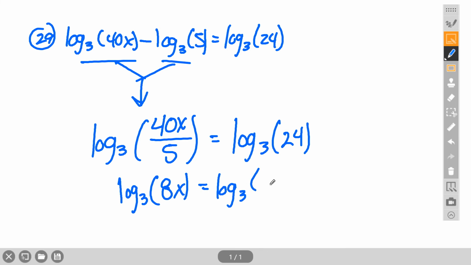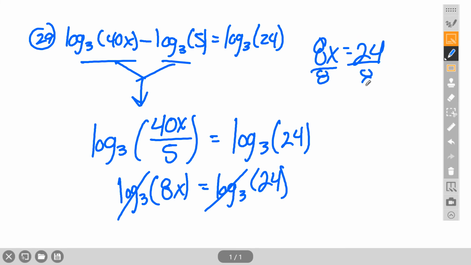So we get log base 3 of 8x equals log base 3 of 24. Logs on both sides, so we don't have to change the form. We can just set the insides equal to each other. 8x equals 24. Divide by 8, x is equal to 3. 29, x is equal to 3.